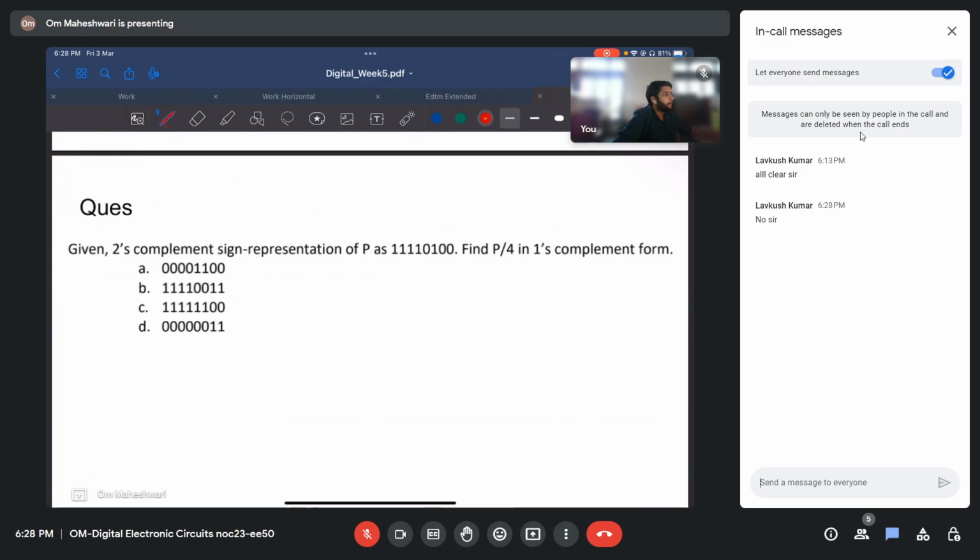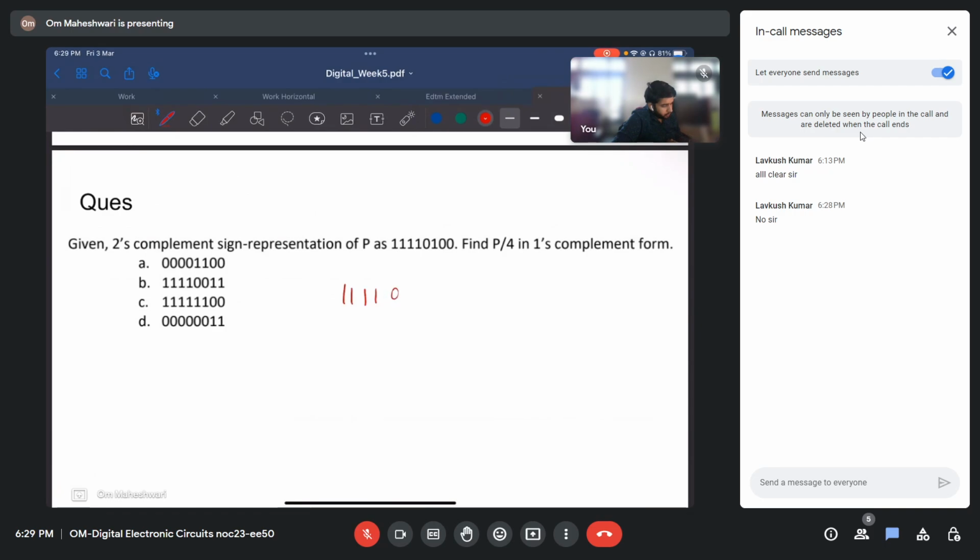Okay. So we are given the 2's complement sign representation of P as this, and we have to find P by 4 in 1's complement form. Okay. So this is 2's complement of some number P. So we have 1, 1, 1, 1, 0, 1, 0, 0. So if this is in 2's complement form, how do we convert it back to normal form? We take its 2's complement again.